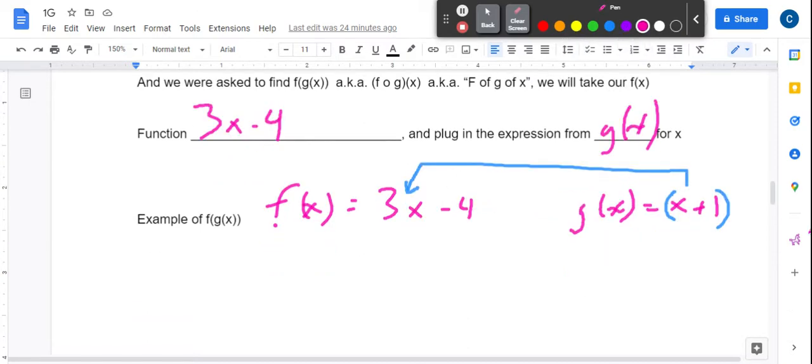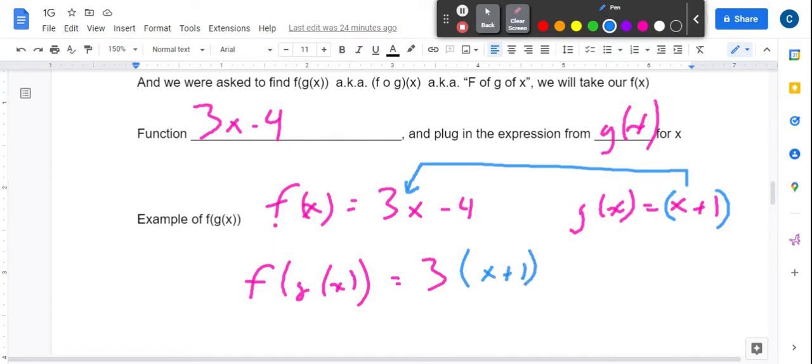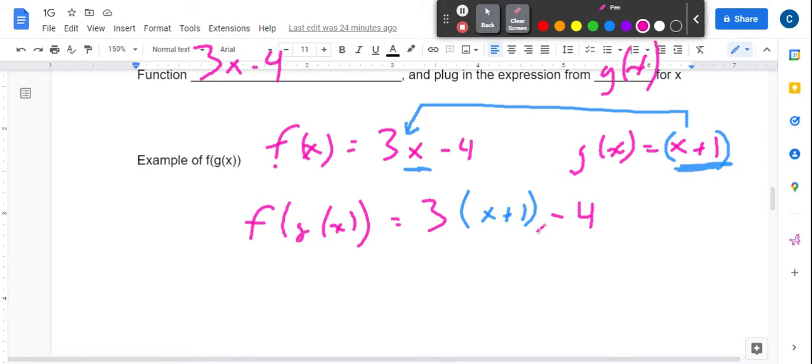So what this gives us, if we have f of g of x, we're going to have 3 times x plus 1 minus 4. So all we did is we just took this x plus 1 here from g and plugged it in and substituted it for that x. Okay, now we can just simplify and solve it out.